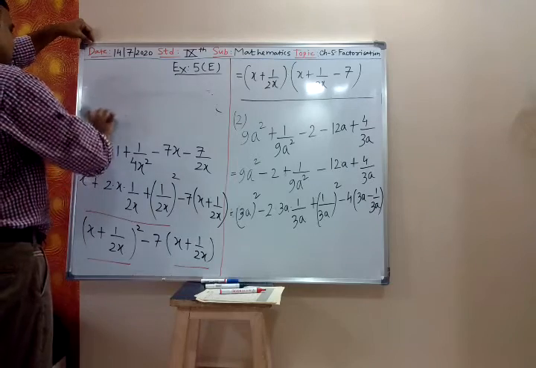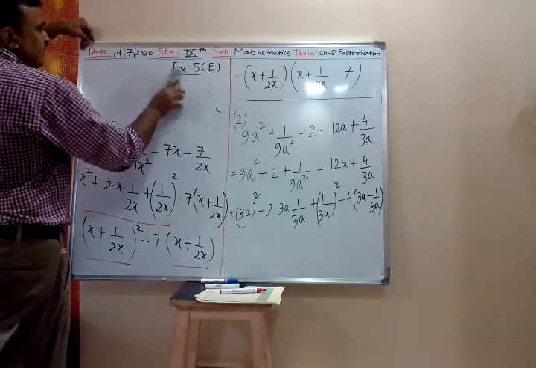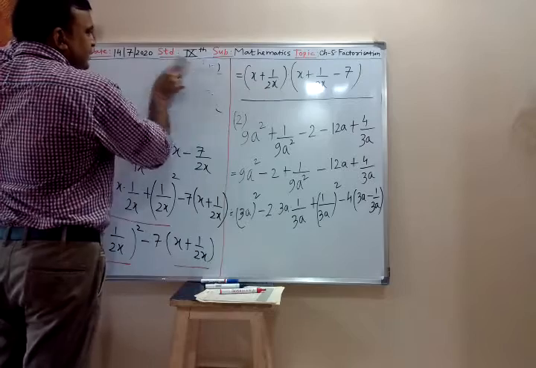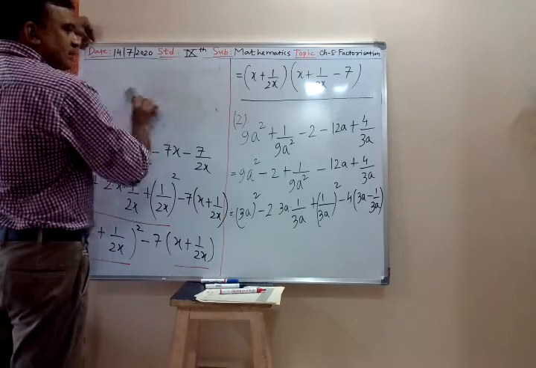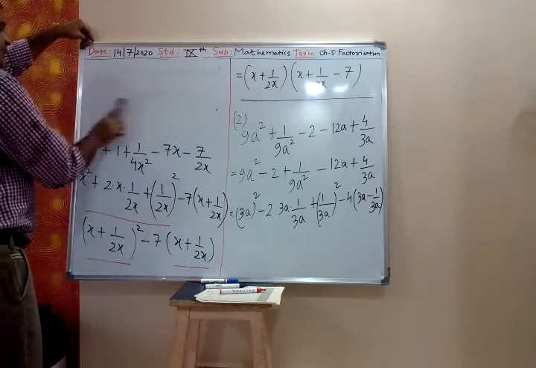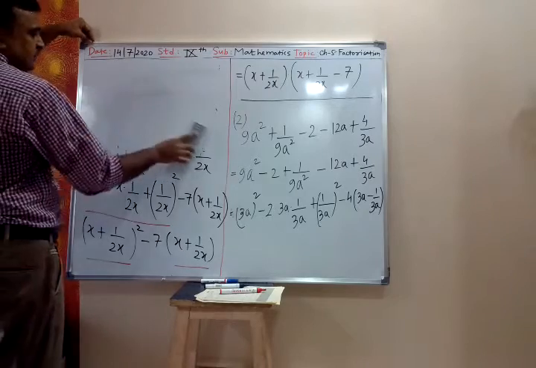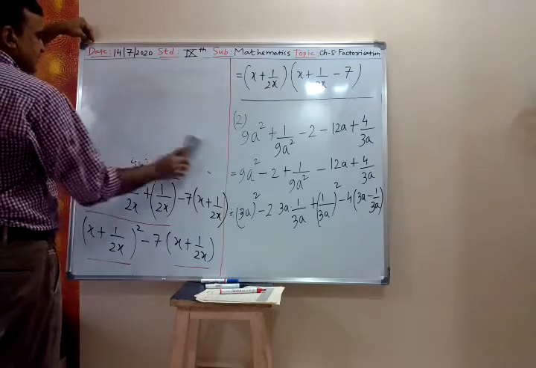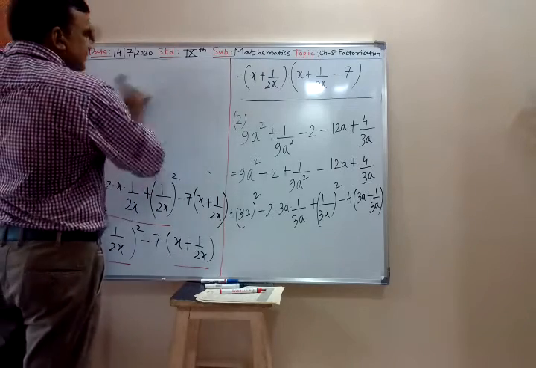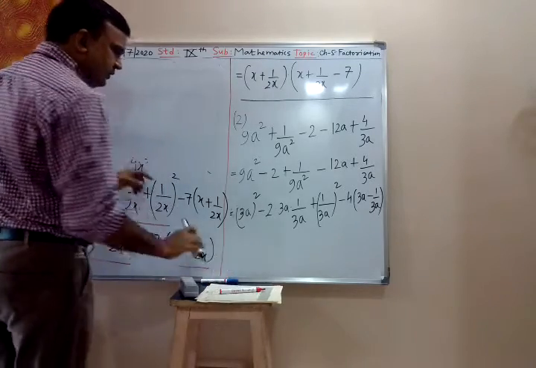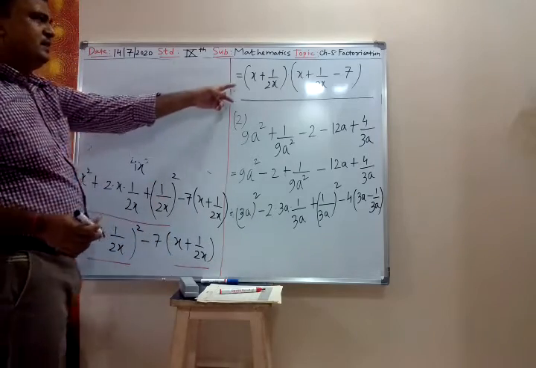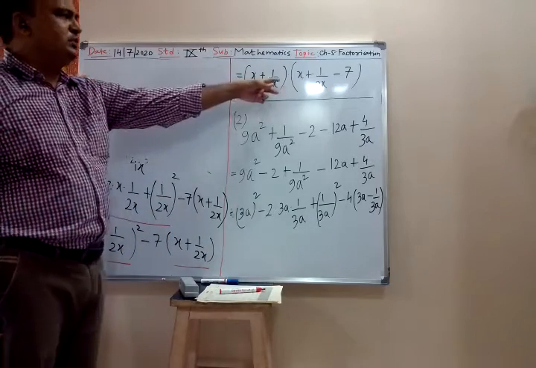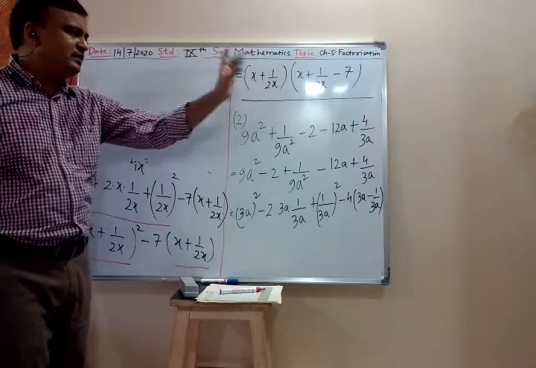9a square. What do you want to take common? Tell me, what will you take? No, 3a will be common, in the first two terms. The first 3 terms you have to write in the form of a plus b whole square. This is the answer: x plus 1 upon 2x into x plus 1 upon 2x minus 7. This is the answer of the first.